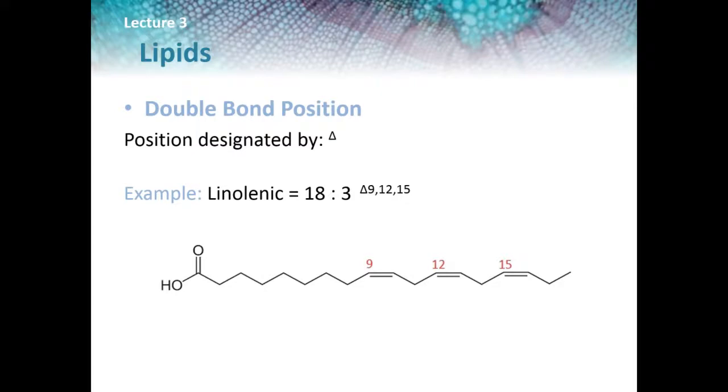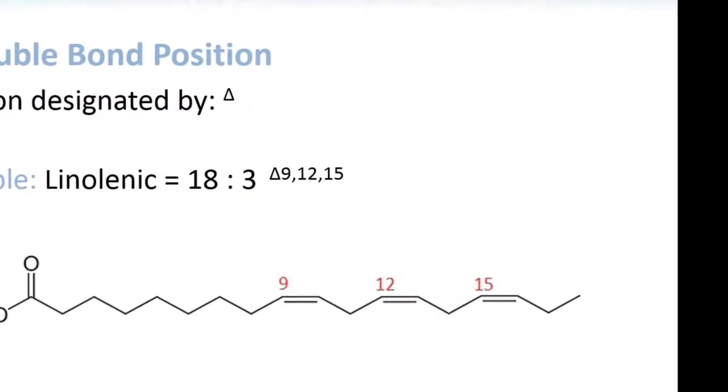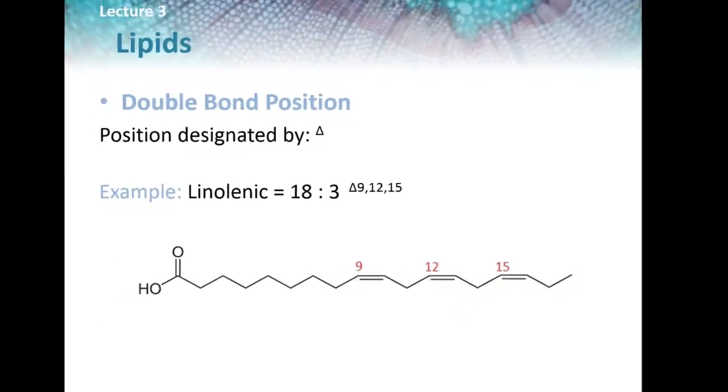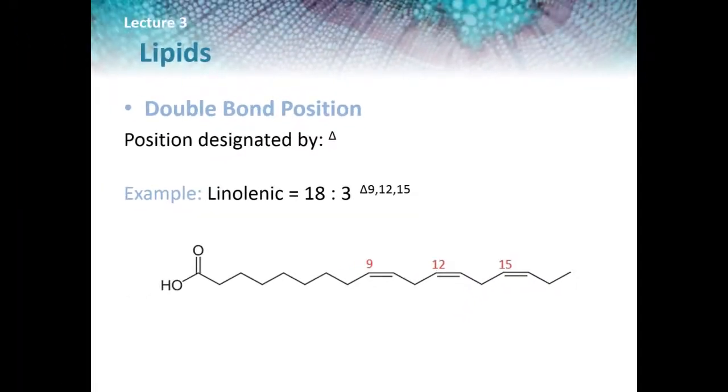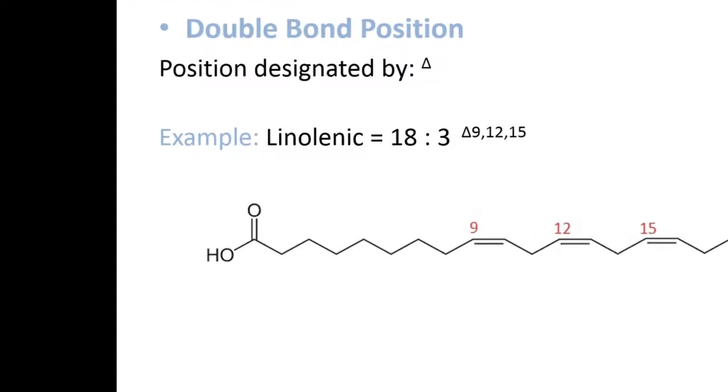The position of the double bonds is indicated by a delta symbol. Our example here is linolenic acid, with an 18 carbon chain with 3 double bonds at the 9, 12, and 15 carbon. Our frame of reference for numbering comes from the carboxyl carbon, which is designated as carbon number 1.